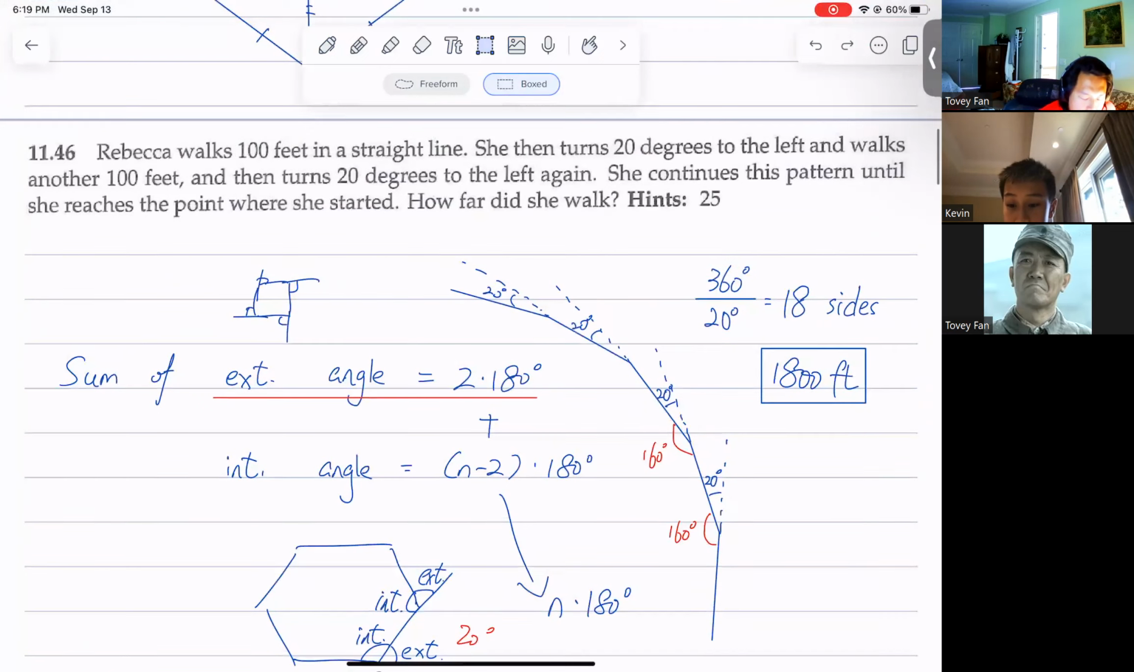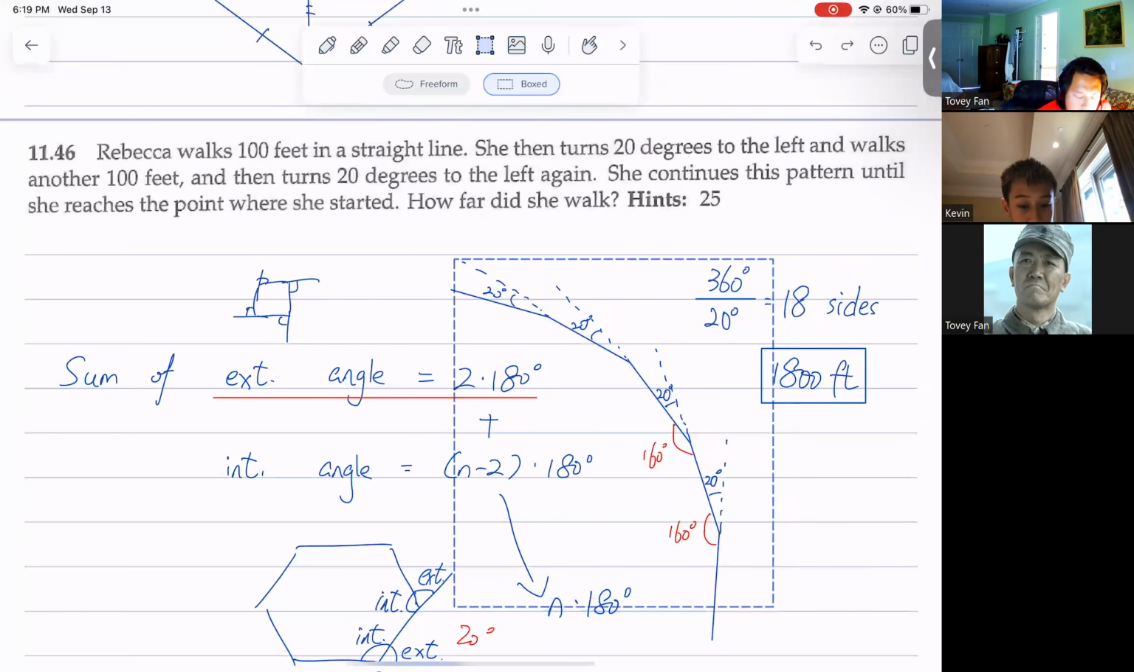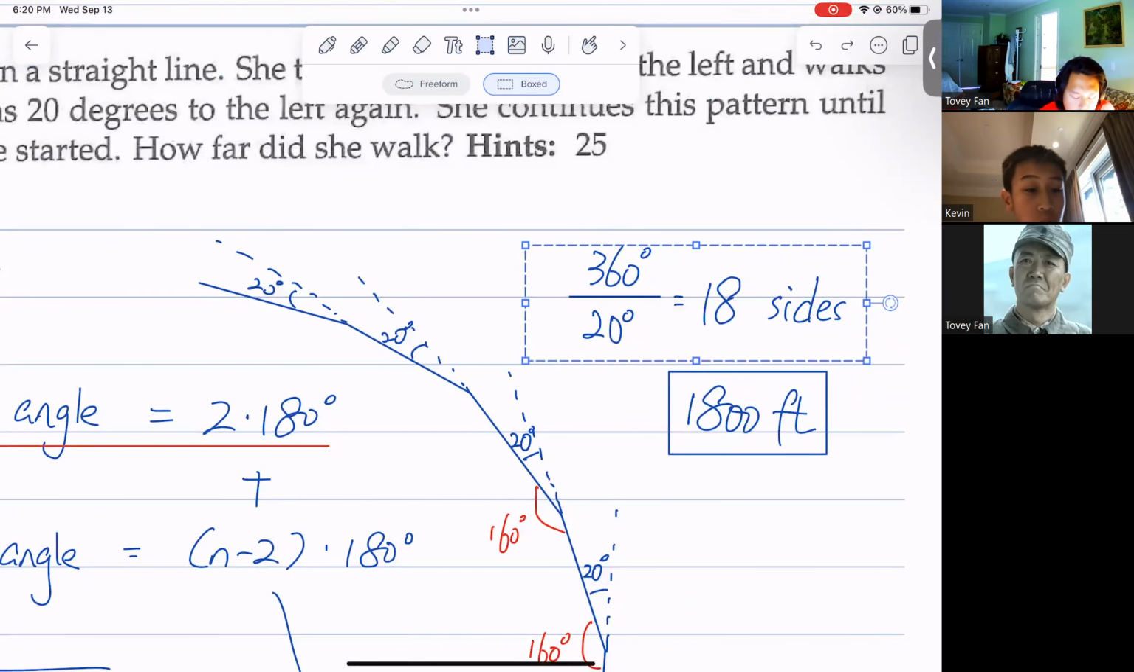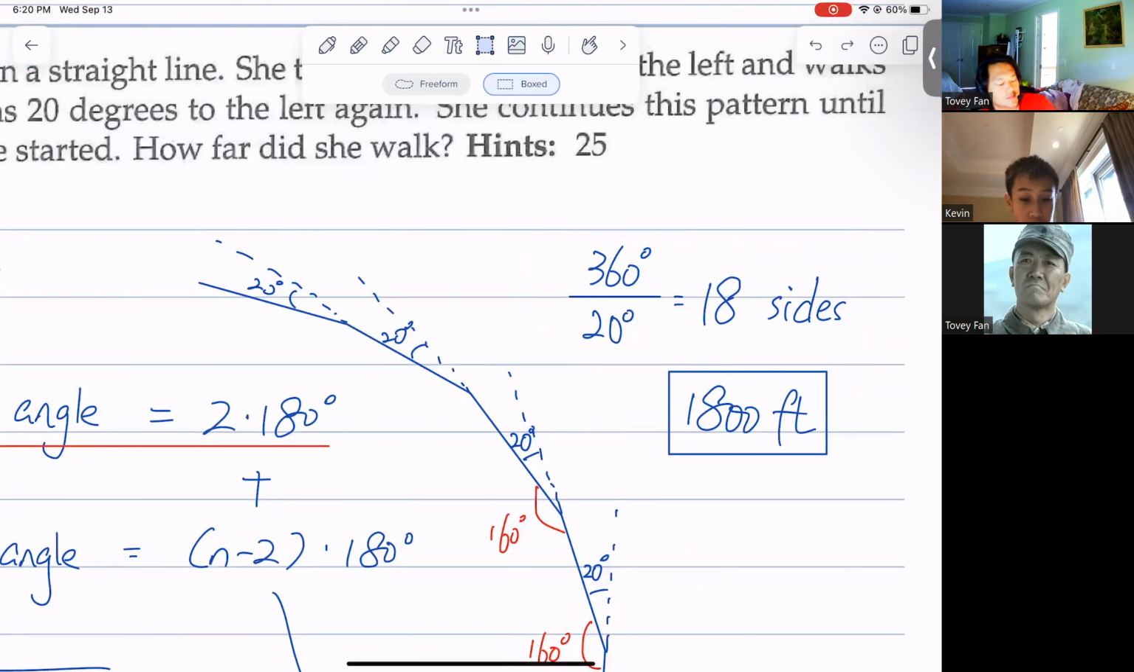And then in this question, basically Rebecca walks 100 feet and turns 20 degrees, and 100 feet and 20 degrees. So this is the diagram. In the end, it asks what is the perimeter she walks. Since each side is 100, we just need to figure out the number of sides. To figure out the number of sides, 360 divided by 20. Because if each time she turns 20 degrees, then that means 20 degrees is the exterior angle. And the sum of exterior angles is 360, remember? So we do a division, 18 sides. Every side is 100, that's 1800. See if that makes sense.